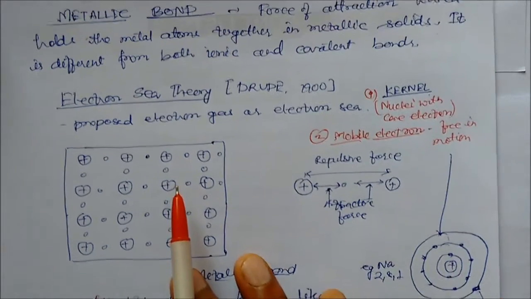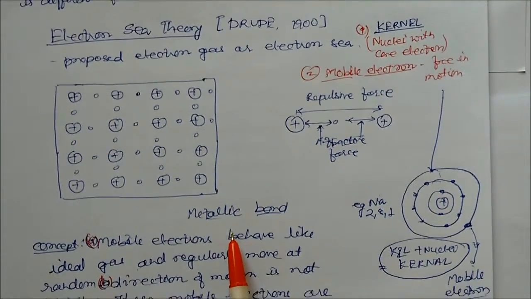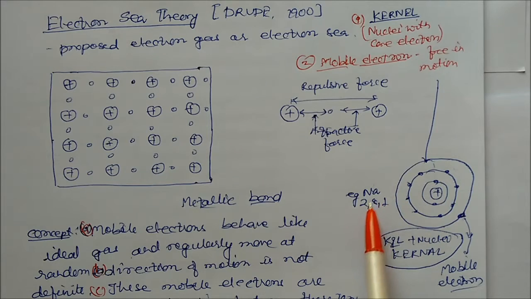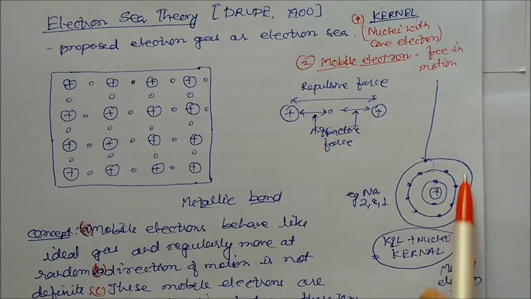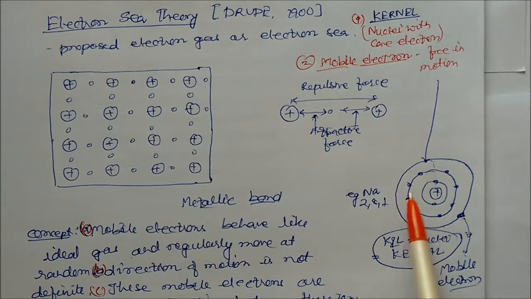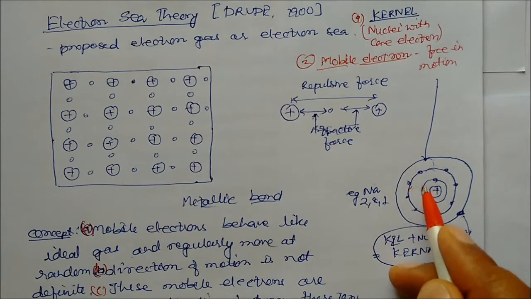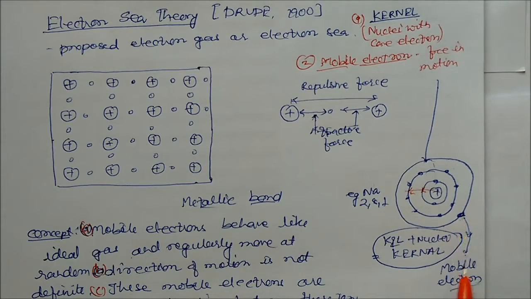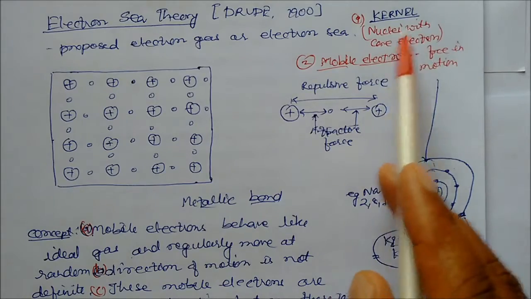I have given one example here, the sodium atom. Here you can see the nucleus. The electronic configuration is 2, 8, 1. The nearest shell, the K shell, has 2 electrons, then the L shell has 8 electrons, and the last has 1 electron. So this nucleus plus the K shell and L shell is called the kernel, and this last electron is called the mobile electron. The mobile electron is free in motion, and the kernel is nuclei with core electrons. You have to keep this in mind.